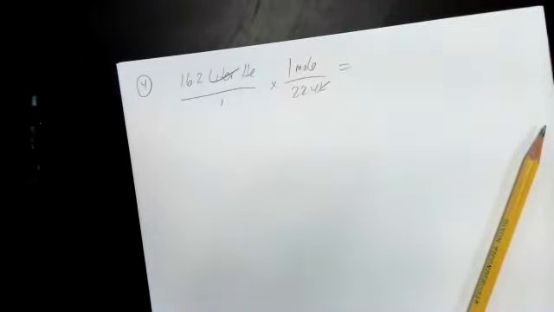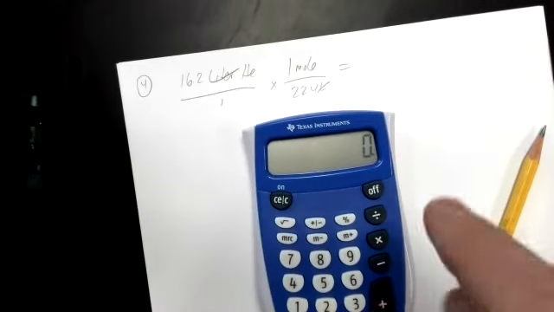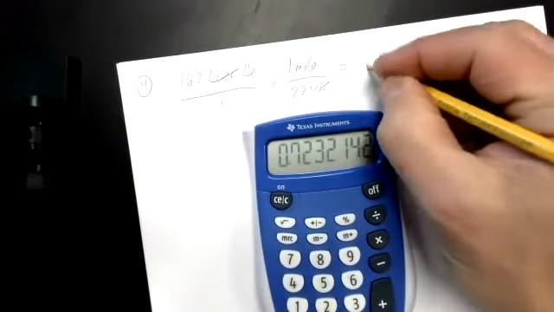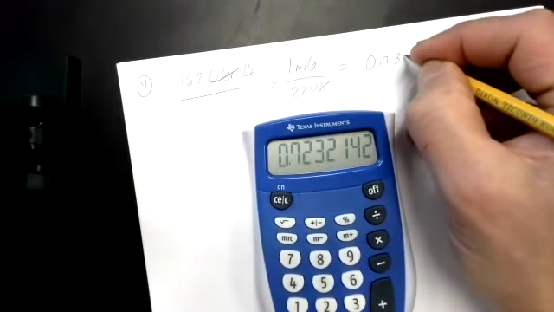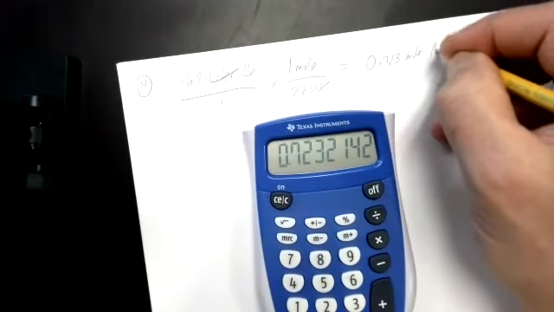And when I get my calculator in my hand, see if we can see these numbers, it's going to be 16.2 divided by 22.4, 0.723 moles of helium.